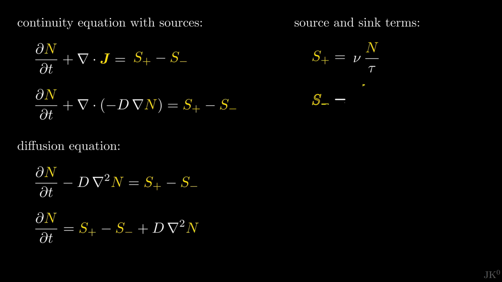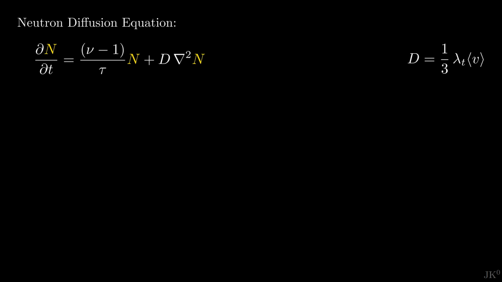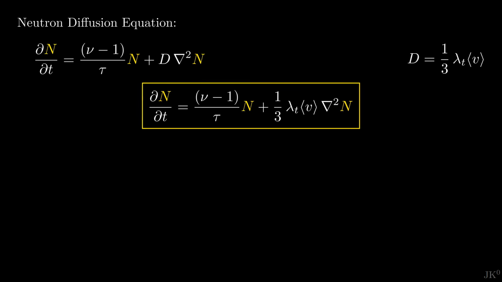Similarly, the sink term, S-, is given by the rate at which the neutron density n changes with time due to the elimination of each neutron that produces the fission. So we can write it as 1 times the density n divided by tau. Putting all these terms together and replacing the value of the diffusion constant, we finally find the mighty neutron diffusion equation that I have shown you in several videos.